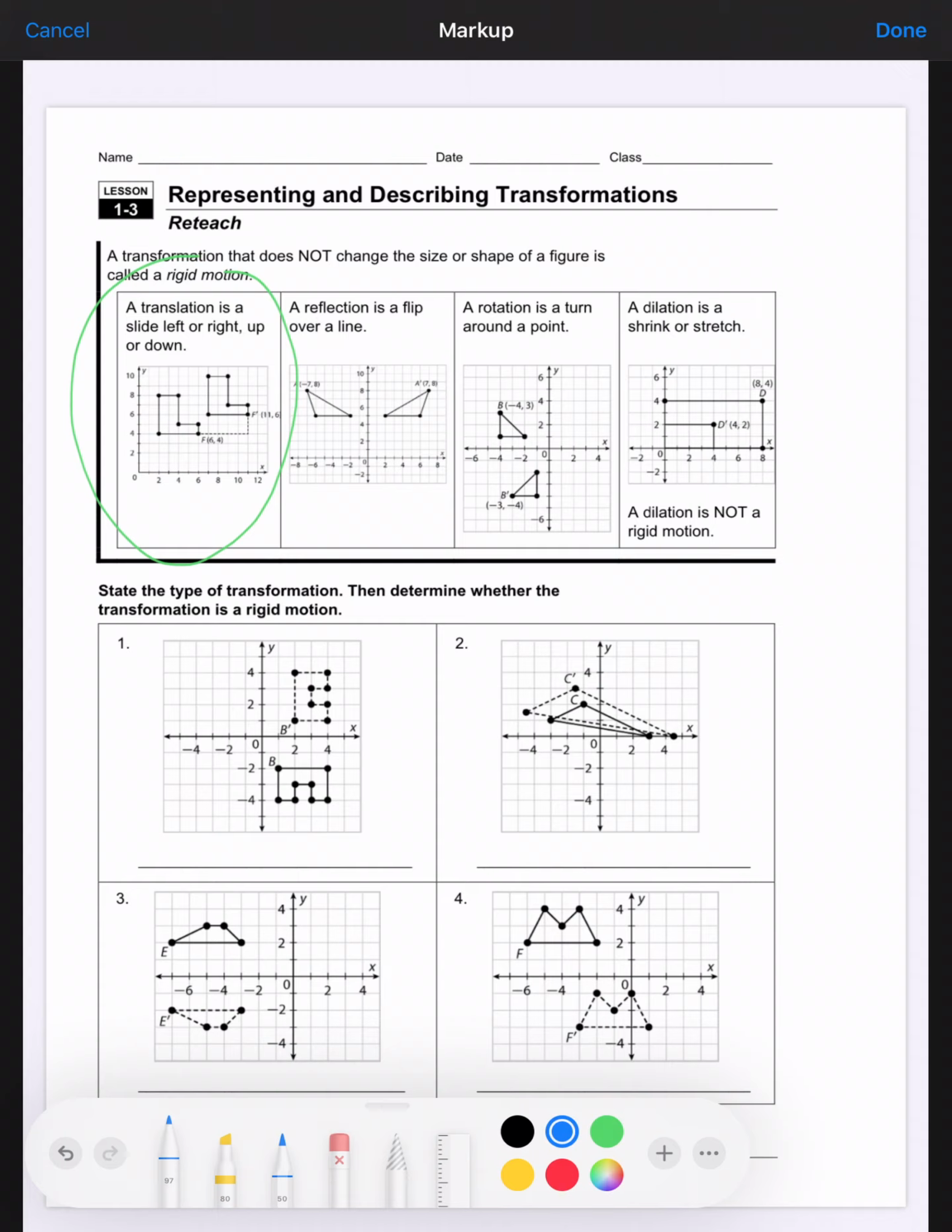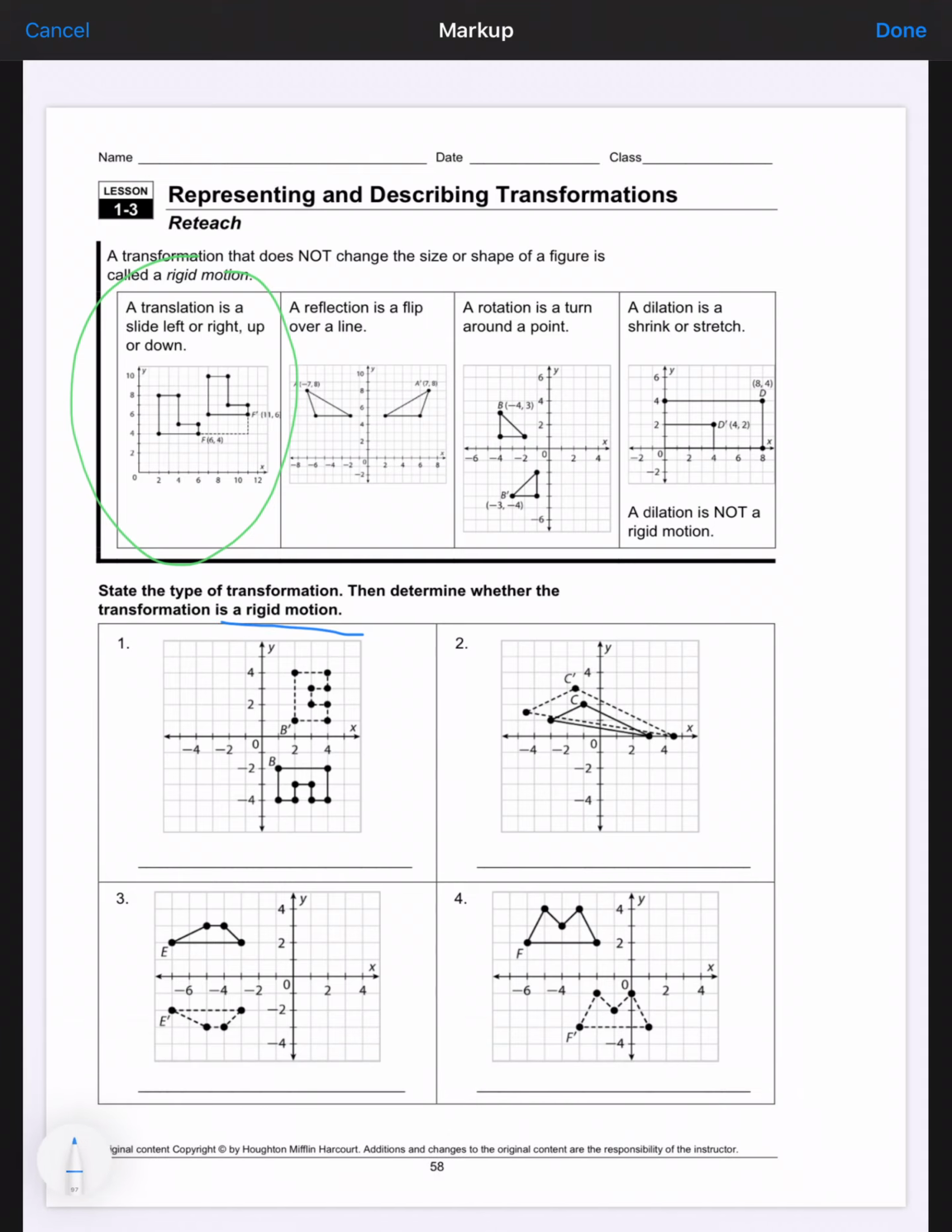motion because it keeps the size and the shape. This kind of rigid motion, yes, he will ask me in the next question if it's rigid motion or no. Here, reflection, which is flip over a line, is like mirror, and rotation is turn around a point, and dilation is shrink or stretch. So dilation is not a rigid motion because it changed the size.